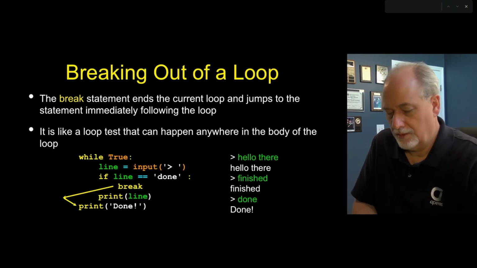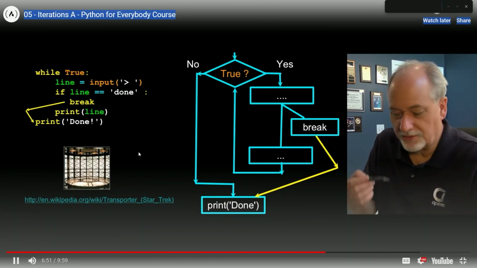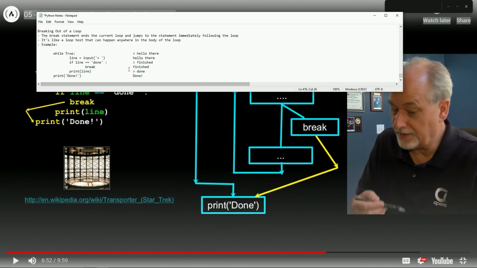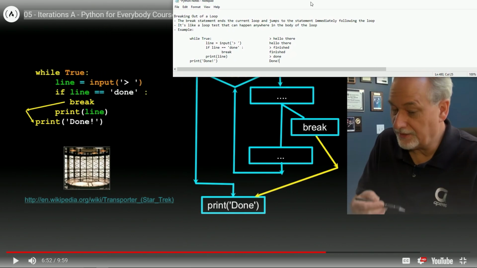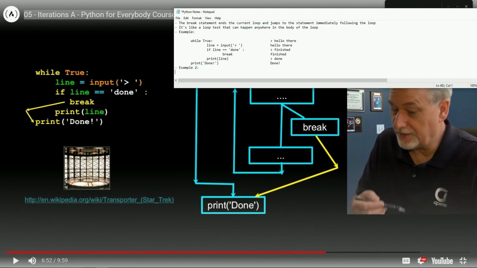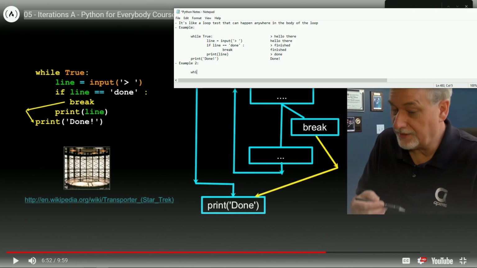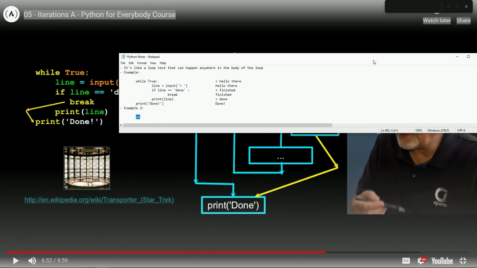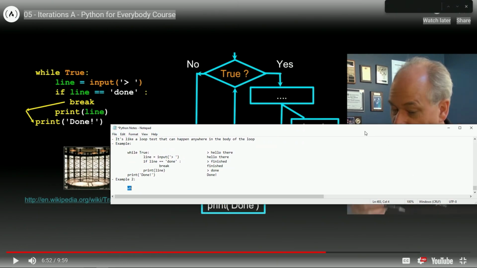You can think of this as sort of like... We can also type this down. So let's go do that. Let's call this example 2. And then down here, while true. It's the same thing. We'll just take all this, copy it. It's the same thing.